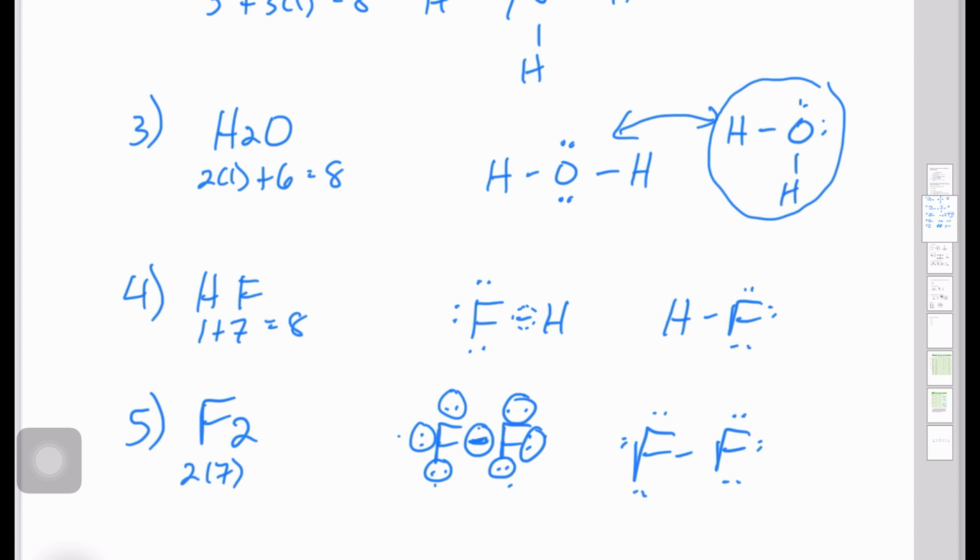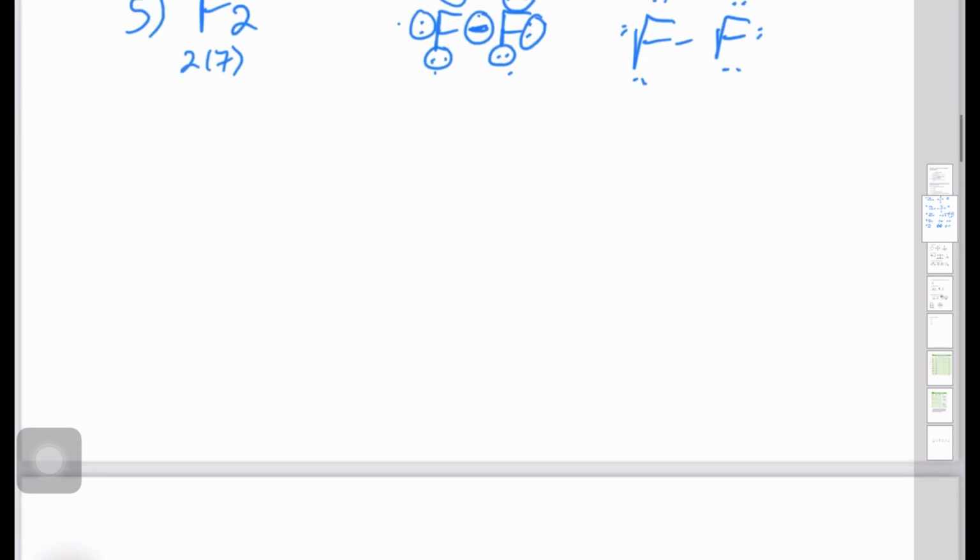And that's our Lewis structures. Now we'll scroll down and look at the molecular shapes.